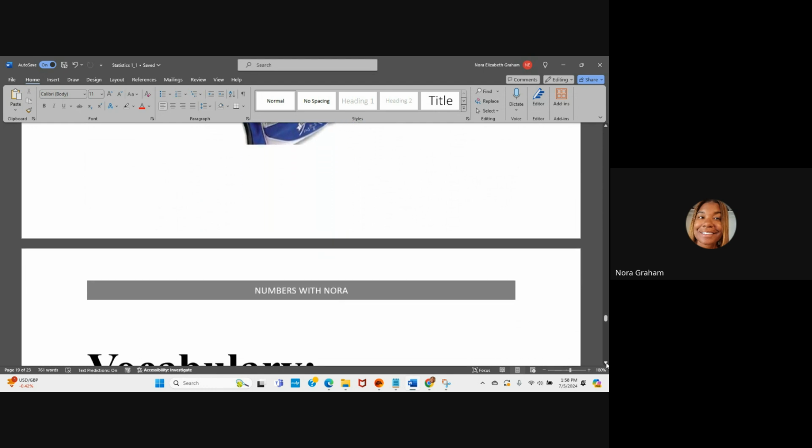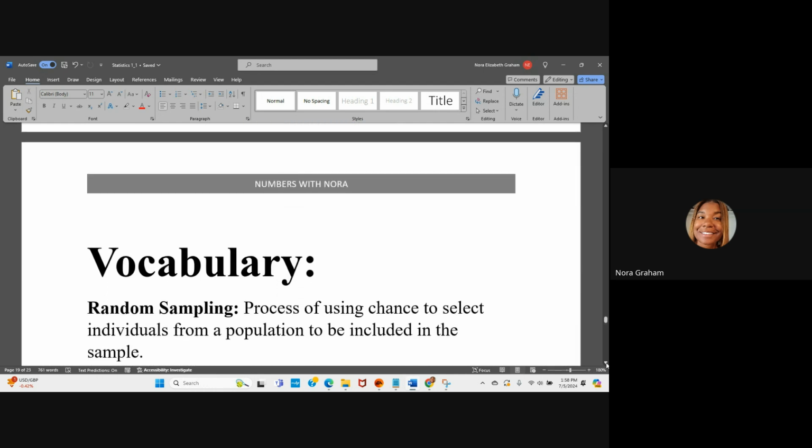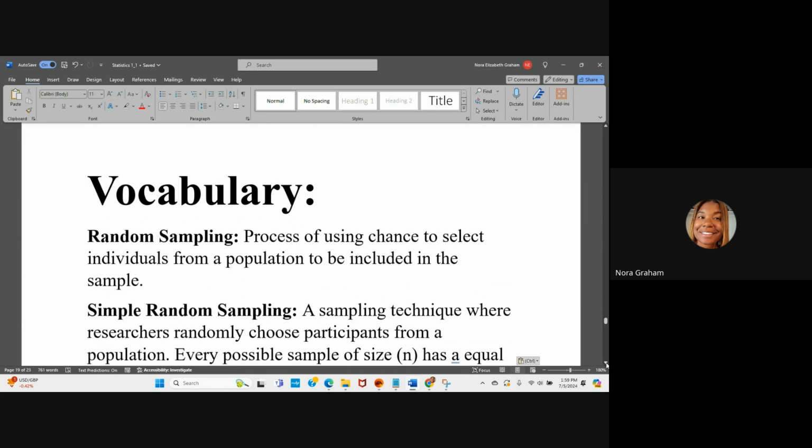So let's go ahead, and again, we're going to start with vocabulary. The vocabulary in section 1.3 isn't going to be as heavy as it was in the first two sections. And we're actually going to start getting into actual math and statistics here a little bit. So for the first vocabulary word, we have random sampling. This is the process of using chance to select individuals from a population to be included in the sample.